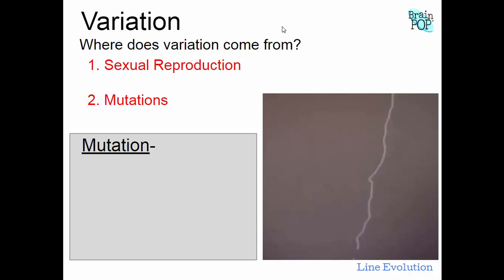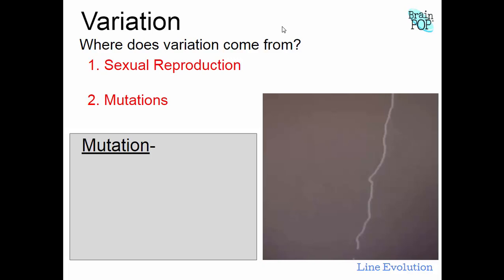And what do you think happens if you change the DNA of an organism? Yeah, you change something about them. You change one of their characteristics possibly. And so that could add new variations within a population.